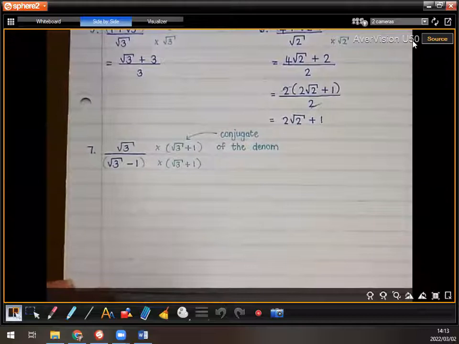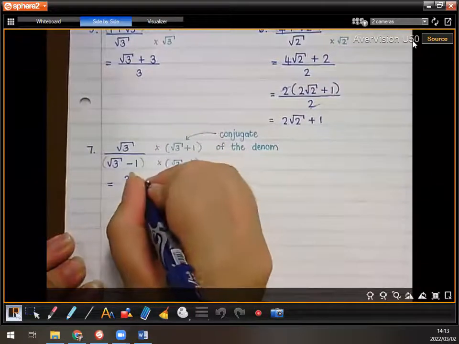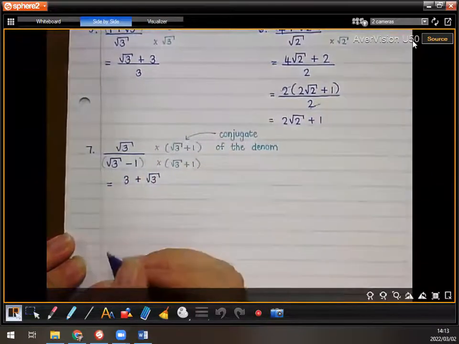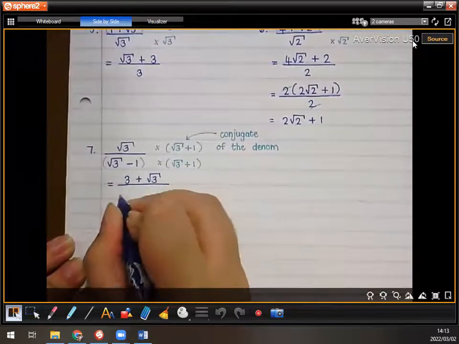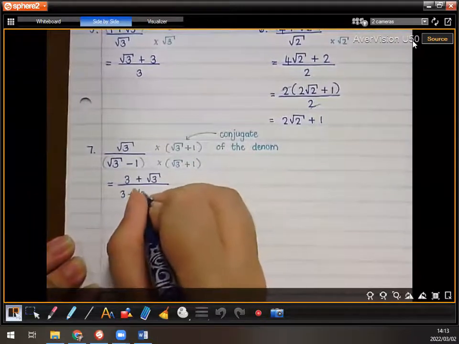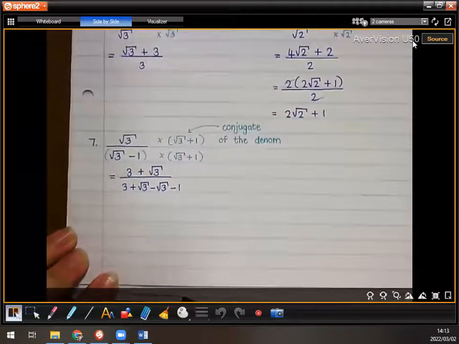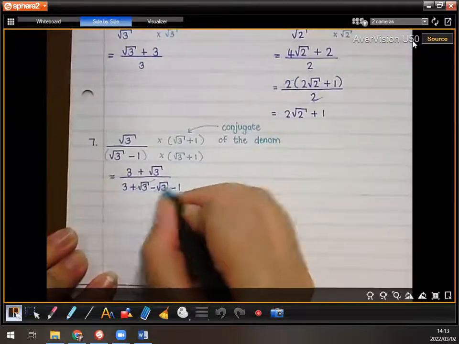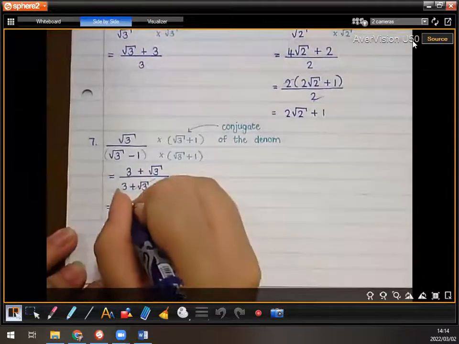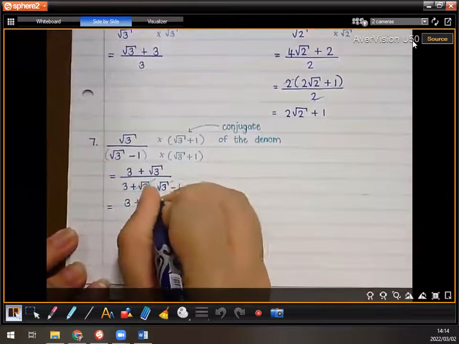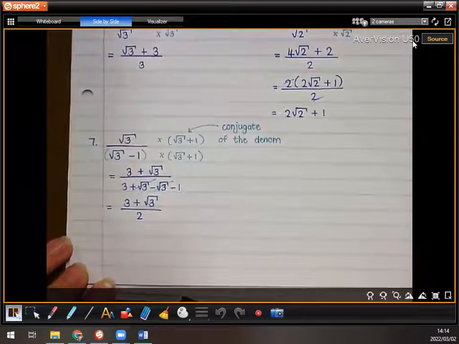Same terms, different sign. Okay, so at the top, root 3 times root 3 is 3, and then plus root 3. At the bottom, you're going to FOIL out, right? So you're going to say root 3 times root 3 is 3. You're going to do your outers, your inners, and then your last. And remember, I told you yesterday, you can just draw a line through those 2 terms to show that they can cancel out. Root 3 minus root 3 is 0. So you're left with 3 plus root 3 over 2. Yes? Okay, and that is the answer.